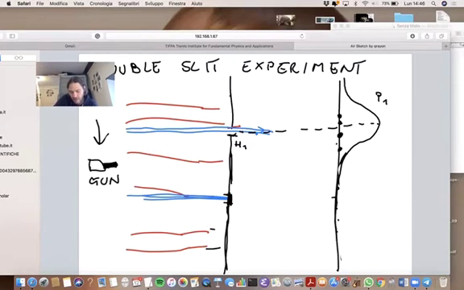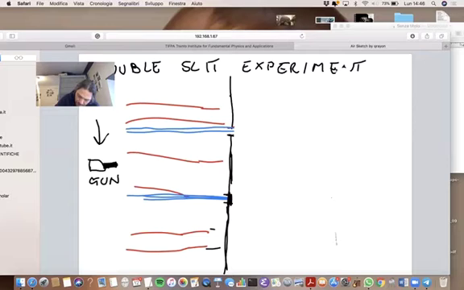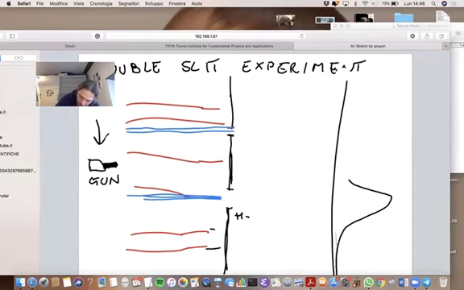And I get only the distribution P1. Likewise, if I now shut hole 1 and open only hole 2, I will see no signal from there. I will see only one line of projectile, more or less focused in front of the hole H2.